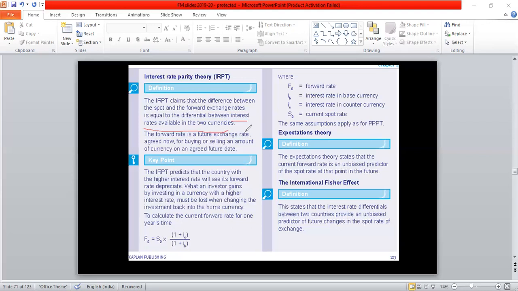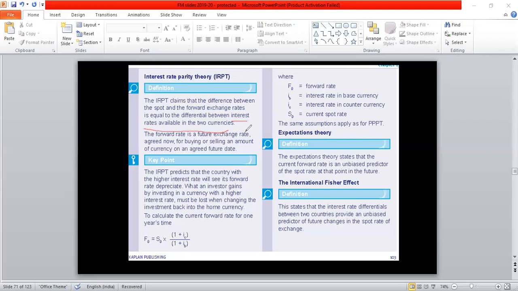So the forward rate is the future exchange rate agreed now for buying or selling an amount of currency on an agreed future date. In the future, they would be buying or selling foreign currencies also. We know that foreign currency also is traded in the exchange rate market. So they can decide, for X number of units of foreign currency, what is the price which would be paid or received. That is the forward rate.